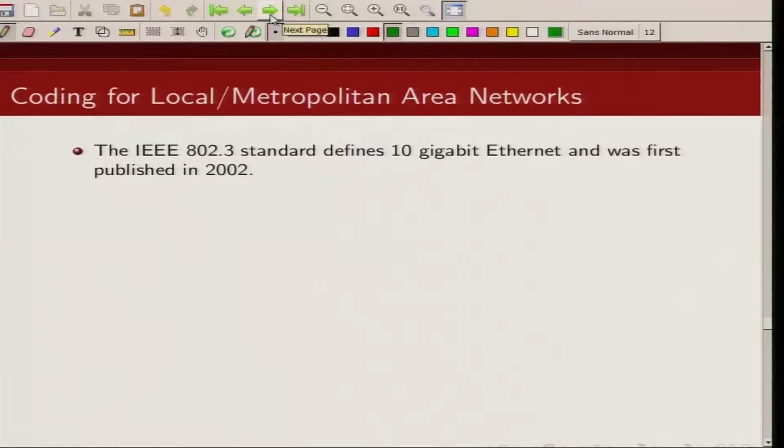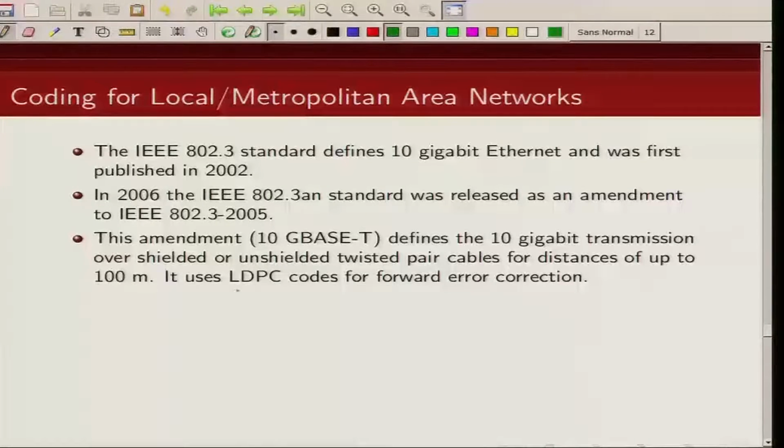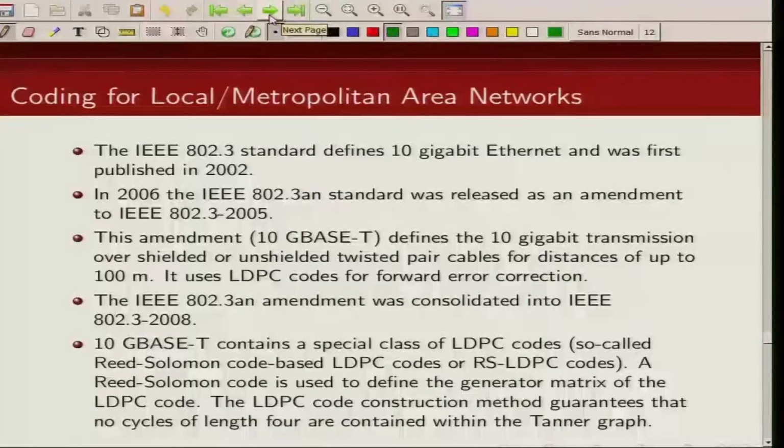Now, for 10 gigabit Ethernet also, LDPC codes have been suggested. LDPC codes have been used for forward error correction here for 10 gigabit Ethernet transmission over Ethernet, and it uses a Reed-Solomon code based LDPC code. The Reed-Solomon code is used to define the generator matrix of the LDPC code, and this construction ensures that there are no 4-cycles in the LDPC code.